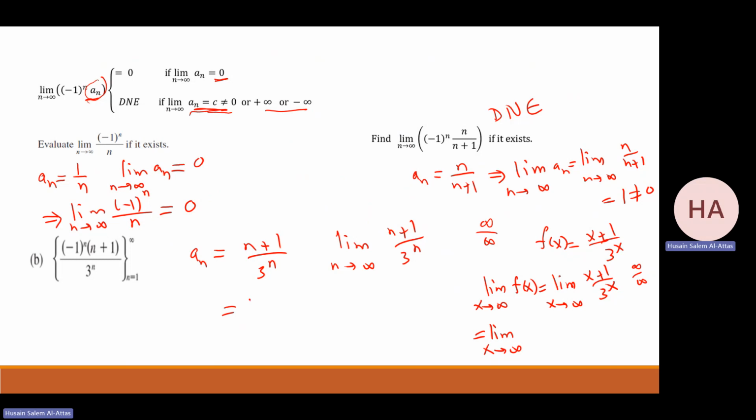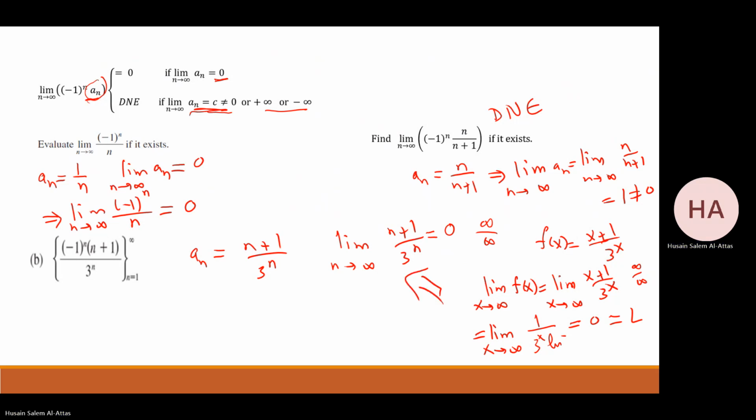That will be 1 over 3 to the power x ln 3. Now I have 1 over 3 to the power infinity, which is 0. So this limit L will be equal to 0. So the sequence converges to 0.